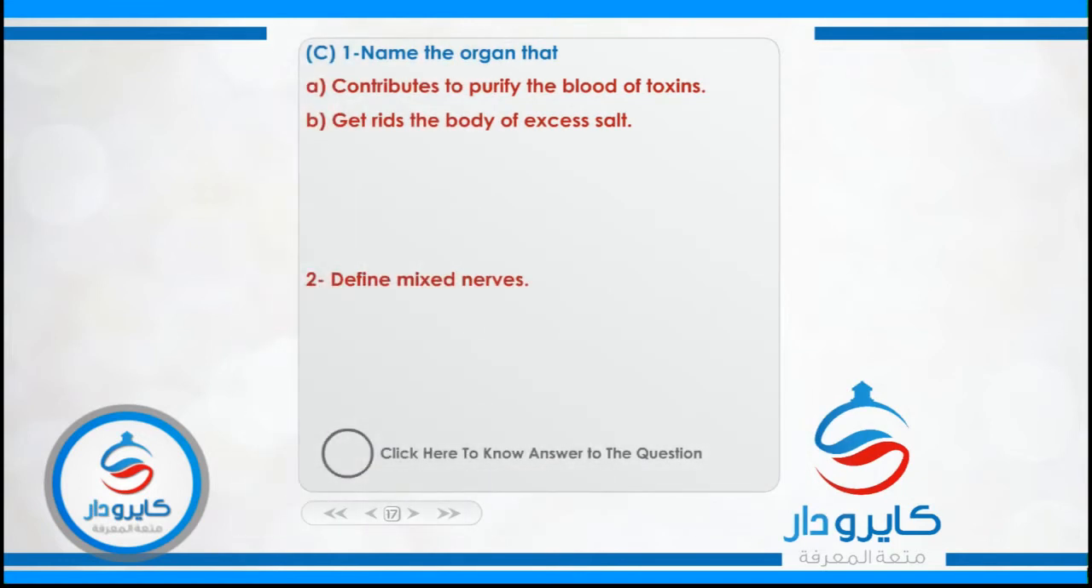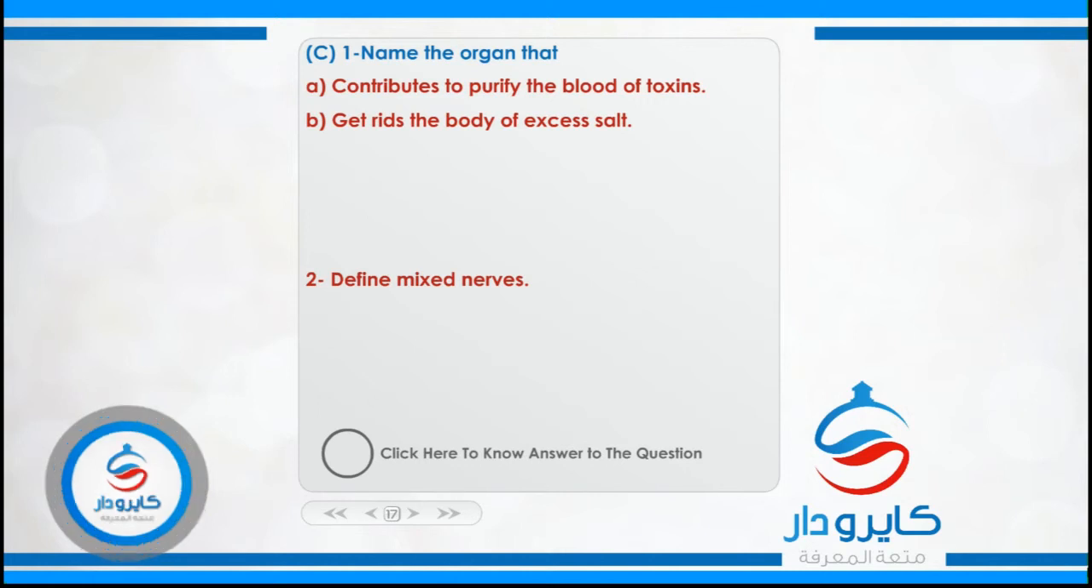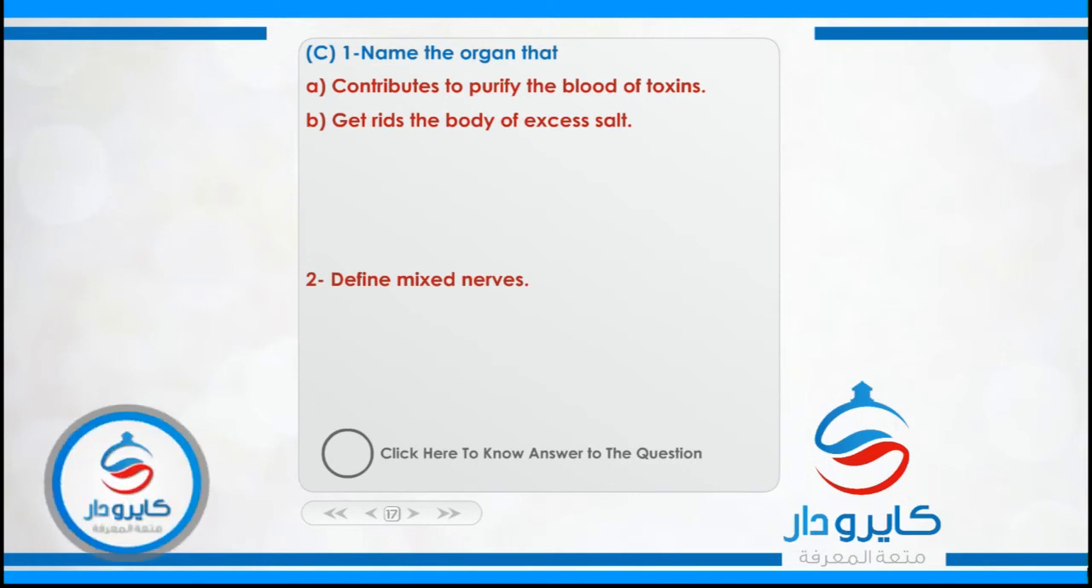The next question. Name the organ that, number A, contributes to the purification of the blood from toxins. The organ is responsible for the excretion of toxic substances from the body. Number B, get rid of the body's excess salts. The organ responsible for purifying the blood from toxins is the liver. But the organ responsible for the extraction of the excess amount of salts is the kidney.